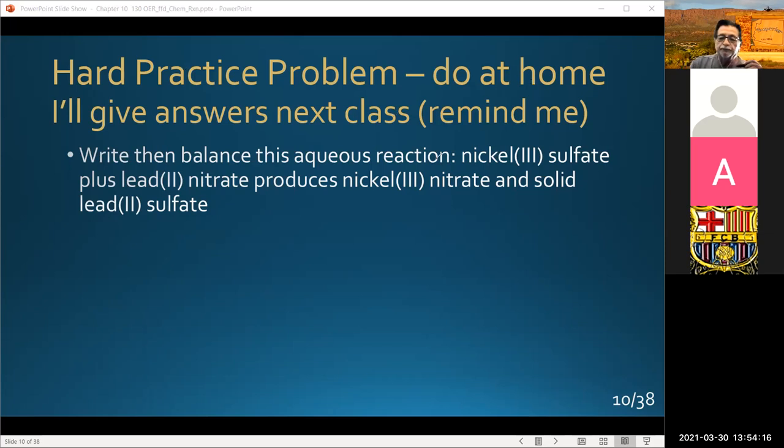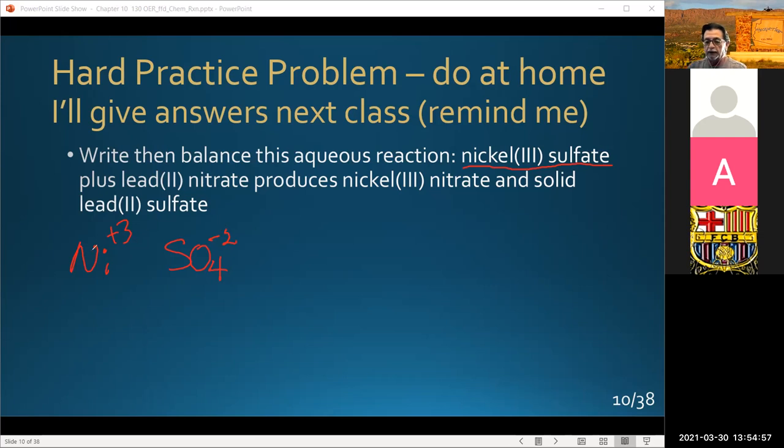Let's do the first one, which is nickel(III) sulfate. Remember that the Roman numeral tells you the oxidation state of nickel. They're telling you that you are using nickel plus 3. And the sulfate, where do I go? Remember the polyatomic ions? That's the sulfate.